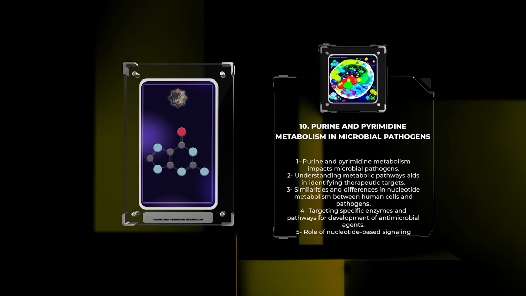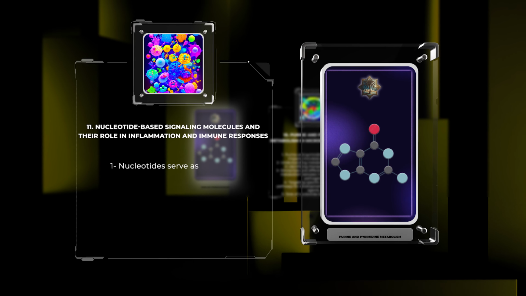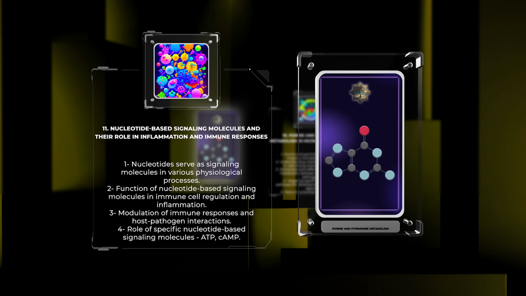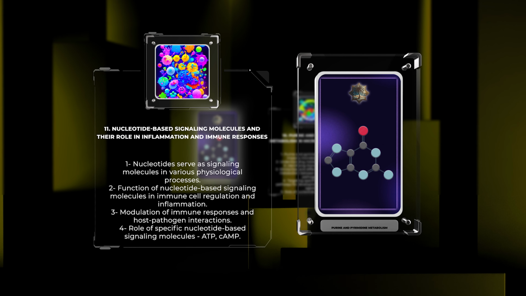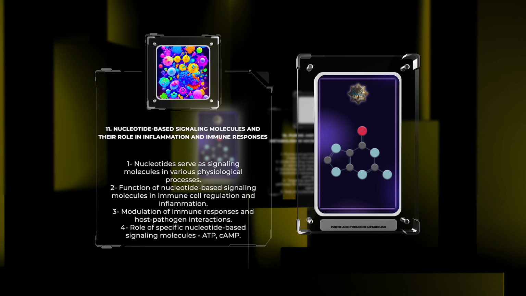Now, let us shift our focus to the role of nucleotide-based signaling molecules in inflammation and immune responses. Beyond their role as building blocks, nucleotides also serve as potent signaling molecules, modulating various physiological processes, including inflammation and immune responses. In this segment, we will explore the function of nucleotide-based signaling molecules, such as adenosine triphosphate, ATP, and cyclic adenosine monophosphate, cAMP, in the regulation of immune cell functions, inflammation, and host-pathogen interactions.